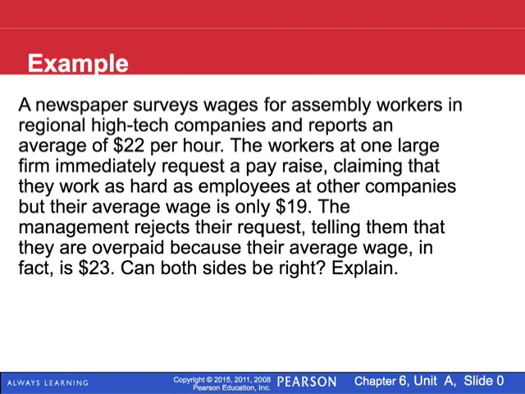All right, let's look at another example. So, some newspaper surveys wages for assembly workers in some high-tech company and reports an average, look at that keyword there, average, of $22 an hour. The workers at one large firm immediately request a pay raise, claiming that their average wage is only $19. Again, notice we have this term average. The management says, nope. The management says they're overpaid because their average wage is in fact $23.